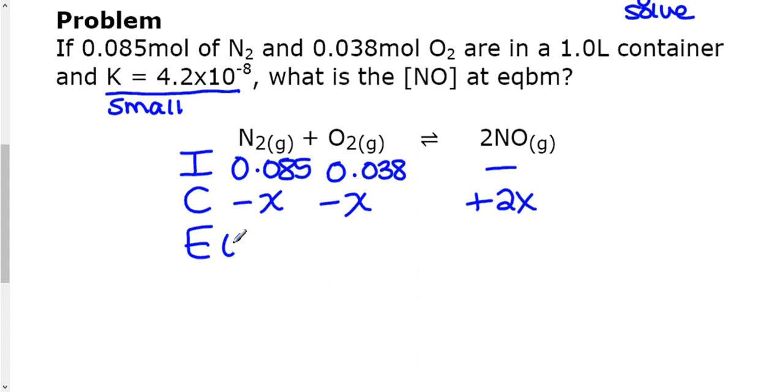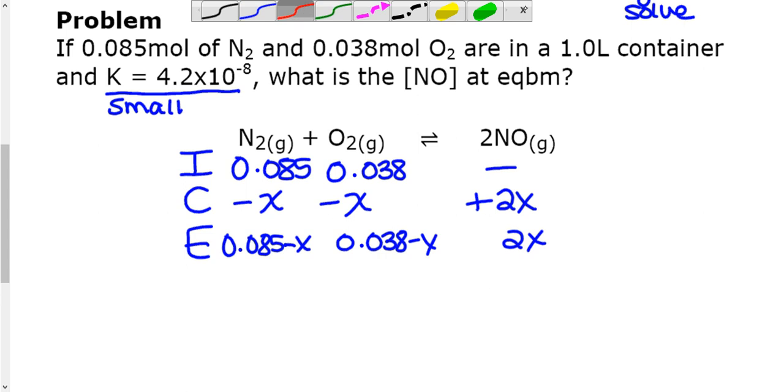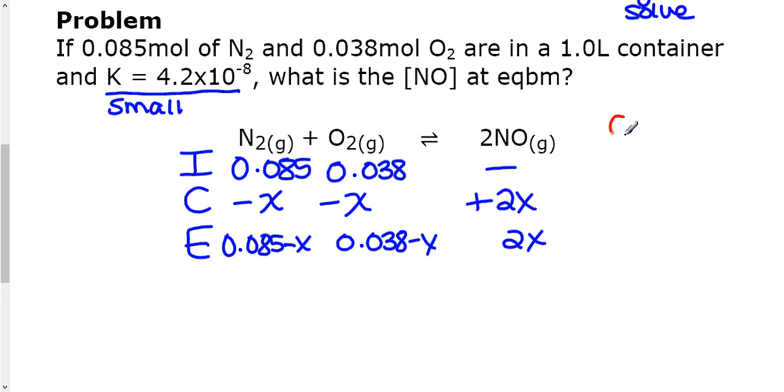At equilibrium, we combine both together: 0.085 minus x, 0.038 minus x, and 2x. So before you go on and jump into your K expression and solving for x, this is where you want to do your approximation method. Over somewhere on the side, I always like to make a little note: I'm checking my approximation method.